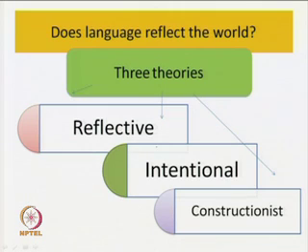Among these are, number one, the reflective theory or the reflective school of thought, and next the intentional theory, and finally the constructionist theory. So, remember, the relation between language and the world, language and reality, is tried to be explained by three different theories, and let us see how they try and work it out.